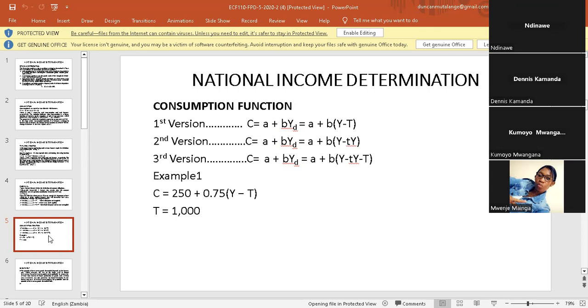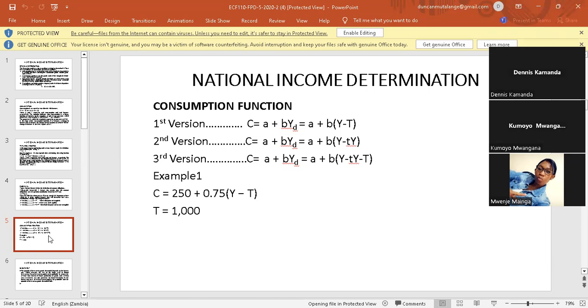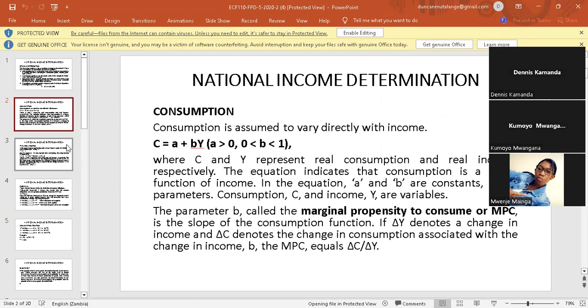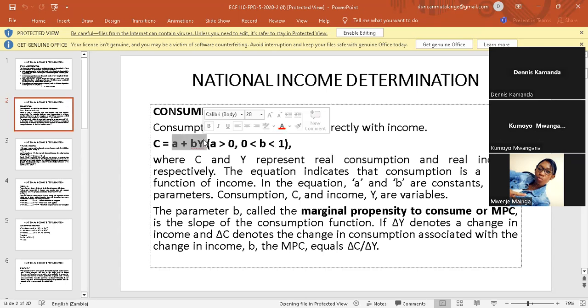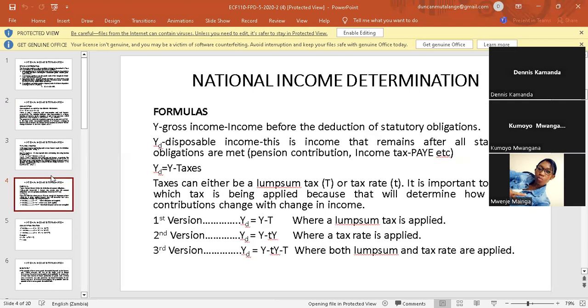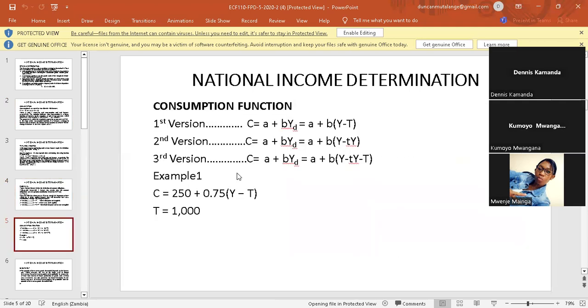Let me take you back to the first slide where there's consumption. You can see here we have consumption. This is the general form of consumption, isn't it? This A plus B, which we've discussed, is the MPC. Now this Y here is the disposable income, and that's where you're going to be putting it. So instead of putting Y there, you'll now put Y minus T where there's Y, because now you're looking at disposable income.